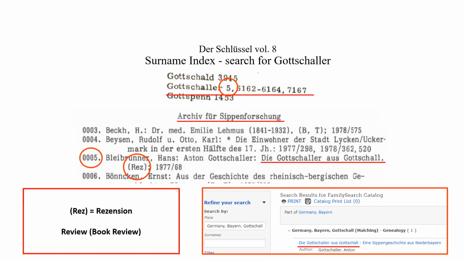Great. And we'll wait just another minute to see if anyone has any other questions. If anyone from the audience has questions, please post them in the chat box. We do have a question from Kathy. It says, are German research specialists at the FHL able to help the public with lookups in these periodical indexes?